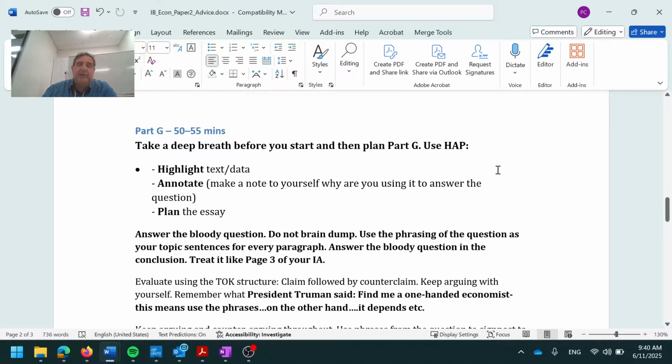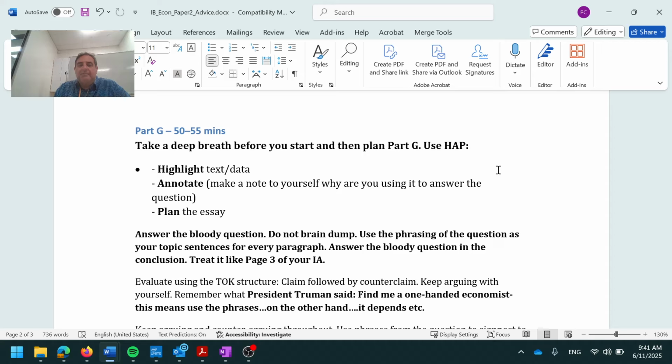Part G, I would allocate 50 to 55 minutes, and like I said, if you need a few extra minutes to answer A through to F, then do so, because it's important to get those easy marks in the bank. But I would allocate 50-55 minutes to Part G. Again, you might want to remind yourself by writing that number in the margin.